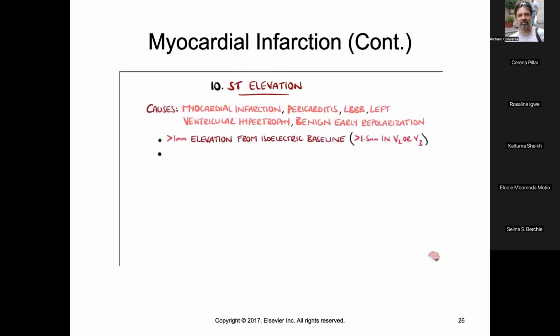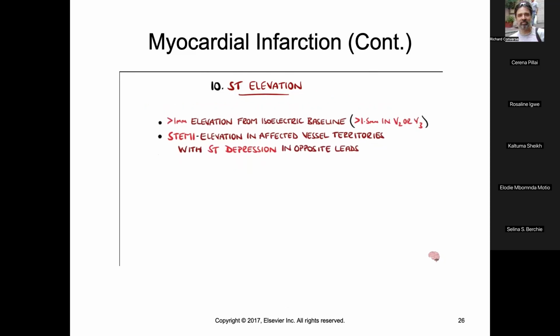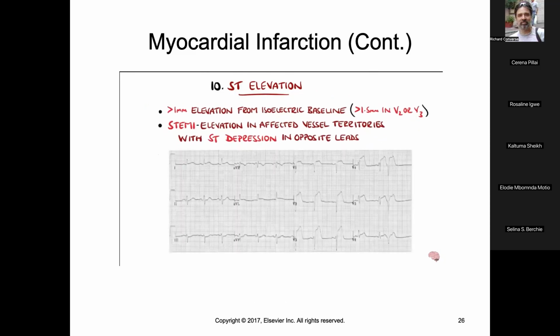In STEMI, you expect the elevation to be present in territories that are affected by the blocked coronary artery, and ST depressions in opposite territories termed reciprocal changes, which is why if ST depressions are seen in the anterior leads, an ECG with leads V7 to V9 should be done, which may reveal posterior STEMI.